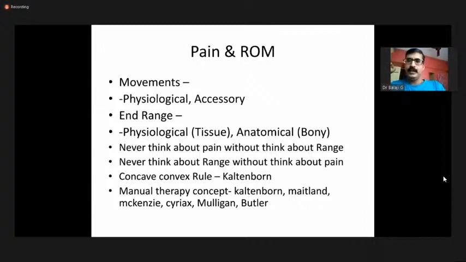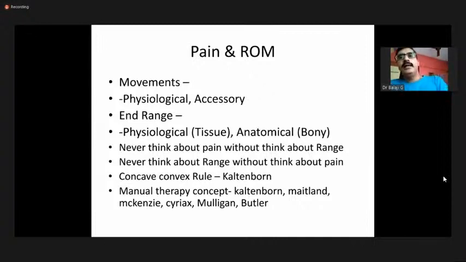So to improve the physiological movements, the patient comes saying, sir, my abduction is only 100 degrees. What are you supposed to do? You have to try to improve it. Why is the abduction not coming? Because the inferior gliding is stuck. The head of the humerus is not completely gliding over the glenoid fossa. Once that is regained, the abduction will automatically become full range.